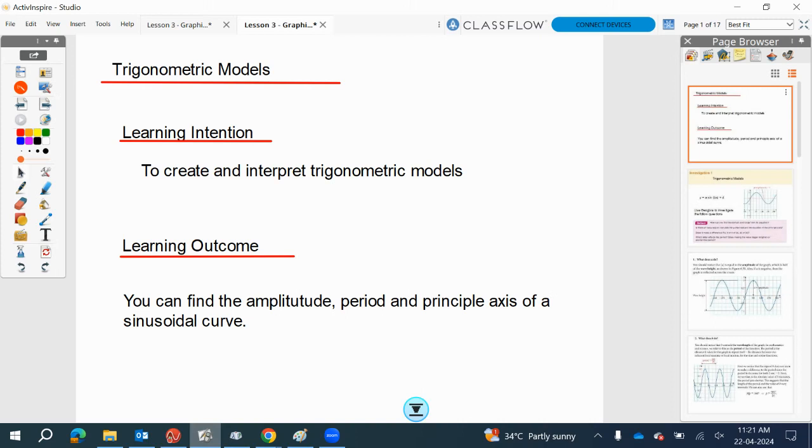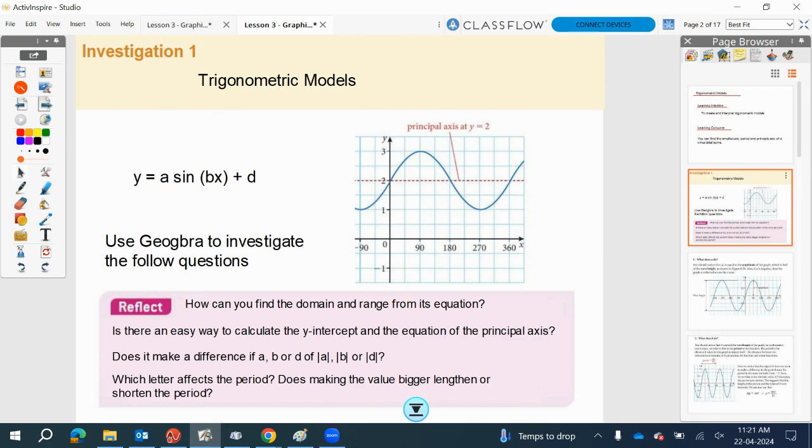Okay, so we're going to look today at trigonometric models, and I'm just going to review some of the transformations of functions a little bit. So we're going to start off with an investigation of a trigonometric model like this one. This is the sine function.